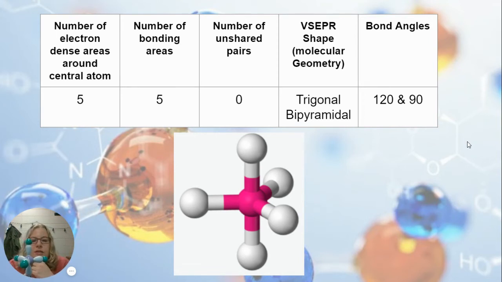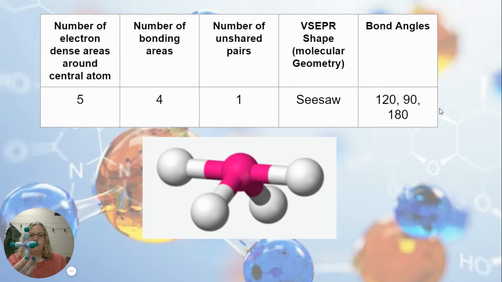The bond angles on this are 120 degrees, which happen here. That's your trigonal planar. And then 90 degrees from the vertical to the planar part here. Okay, so this is called trigonal bipyramidal. It's called bipyramidal because technically this is a pyramid and then this is a pyramid. And it's trigonal because it has the triangle shape in the middle. So again, bond angles are 120 and 90.